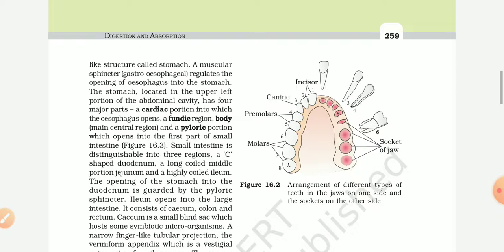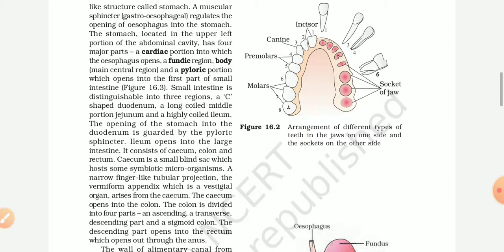Okay, now we'll see about the small intestine. The small intestine is distinguishable into three regions: a C-shaped duodenum, a long coiled middle portion called the jejunum, and a highly coiled ileum. The first portion is the C-shaped duodenum. It leads to the jejunum, and the jejunum leads to the highly coiled ileum.